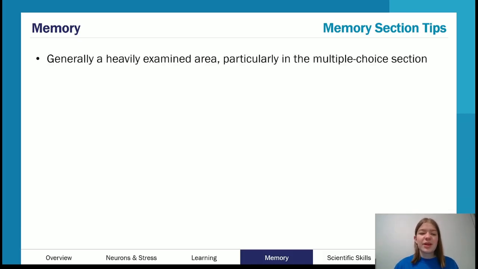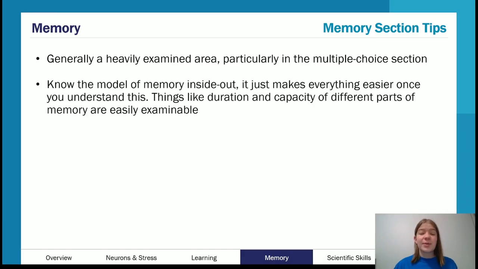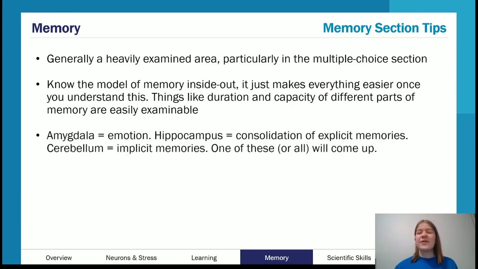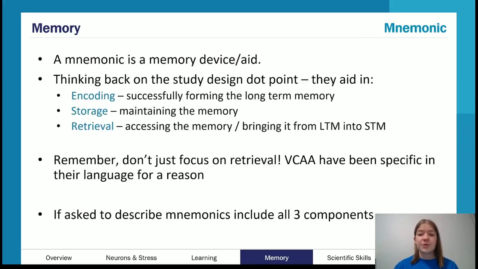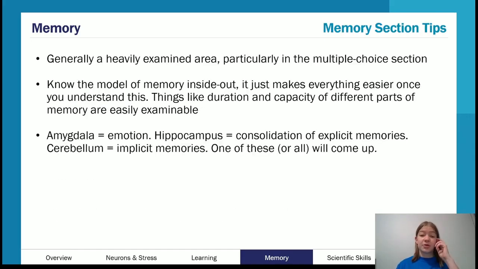In terms of memory, in the past this has been pretty heavily examined, needing to know things like the duration and capacity of the different parts of memory. It's very easy to be asked that. Know your different areas of the brain. Often people get confused on those things.